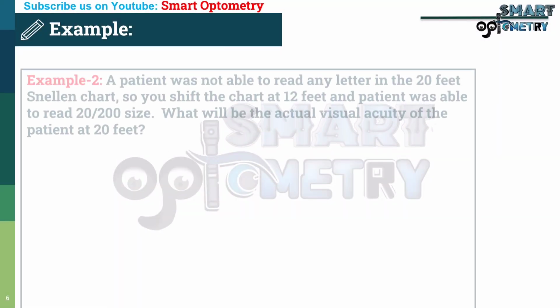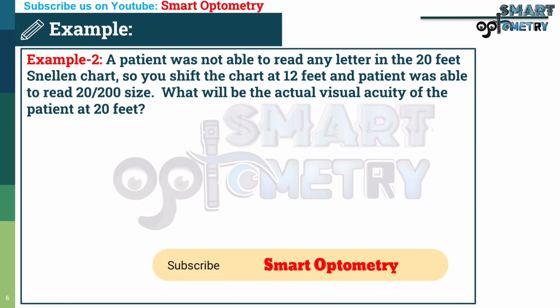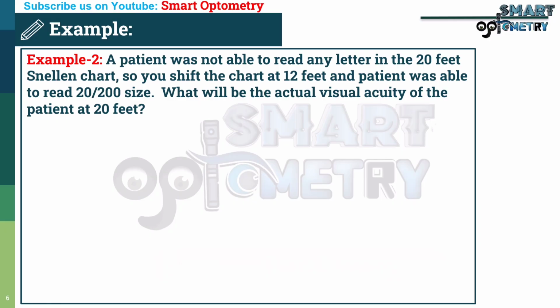Example 2. A patient was not able to read any letter in the 20 feet Snellen chart. So you shift the chart to 12 feet and the patient was able to read the 20/200 size. What will be the actual visual acuity of the patient at 20 feet?